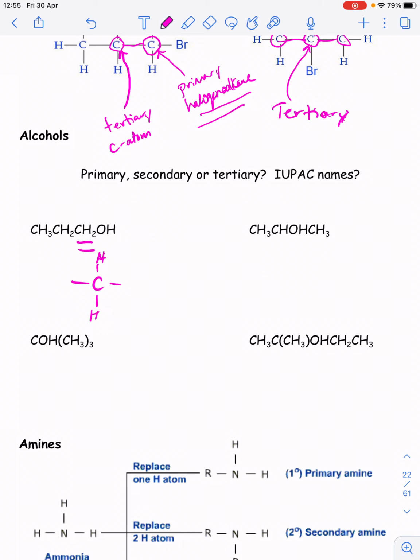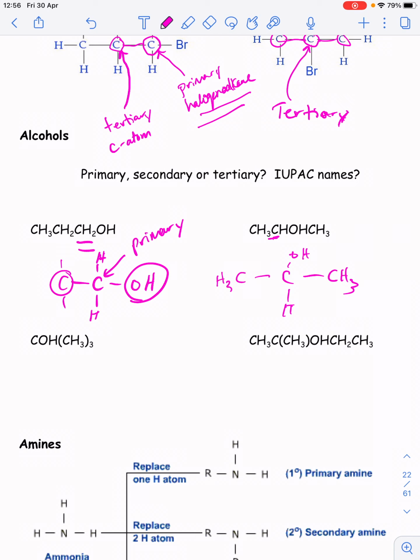And so if the OH is sticking off at the end, then I can already see, without drawing the whole molecule, that this one is primary. It's a primary alcohol because that carbon that's attached to our functional group is attached to one other carbon. I can see here that this carbon has an H off of it and an OH off of it, and then it has CH3 on either side, so it's going to be secondary.